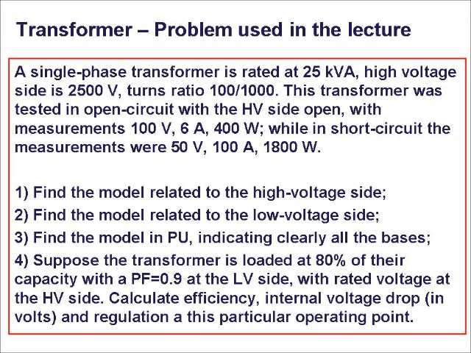So in this problem you have 4 sub-items. Number 1, find the model related to the high voltage side. Number 2, find the model related to the low voltage side. Number 3, find the model in PU, indicating clearly all the bases. And number 4, suppose the transformer is loaded at 80% of its capacity with a power factor 0.9 at the low voltage side, with rated voltage at the high voltage side. Calculate the efficiency, the internal voltage drop in volts, and the regulation at this particular operating point.